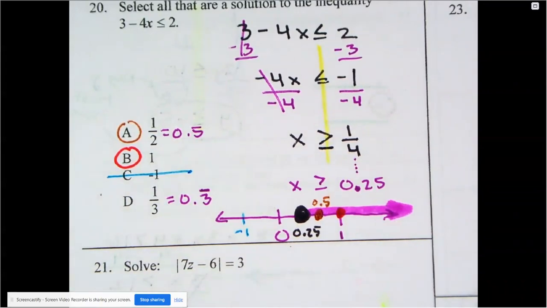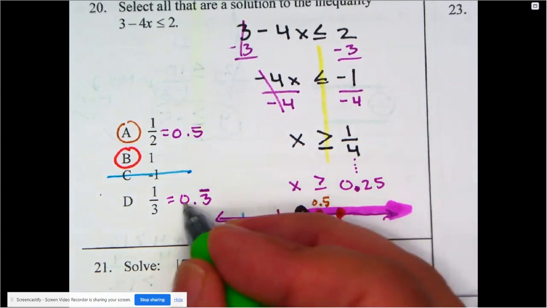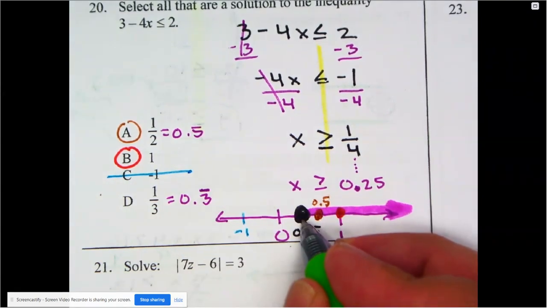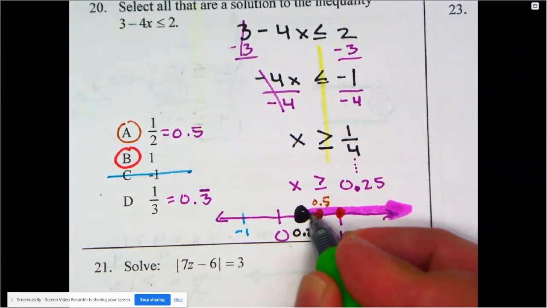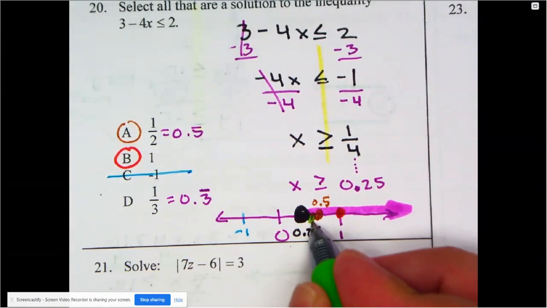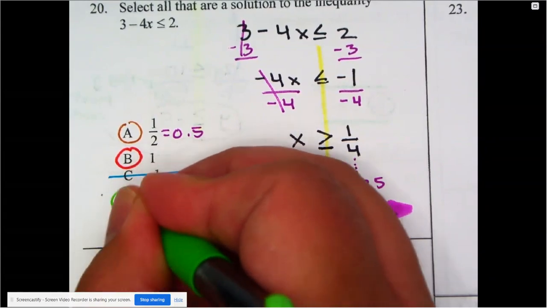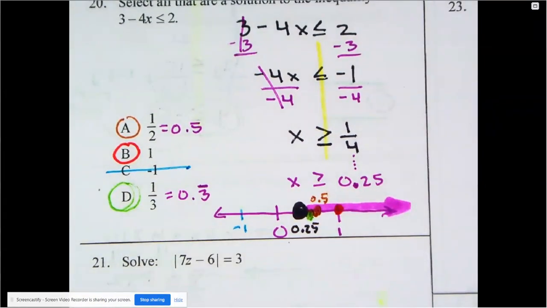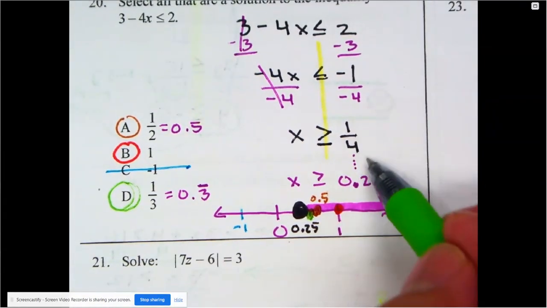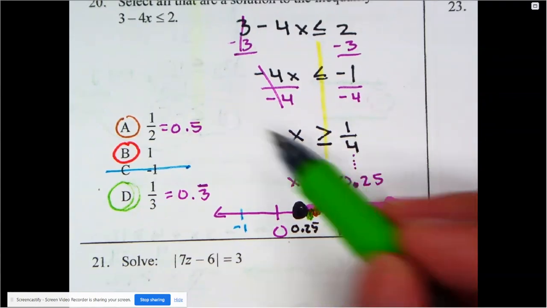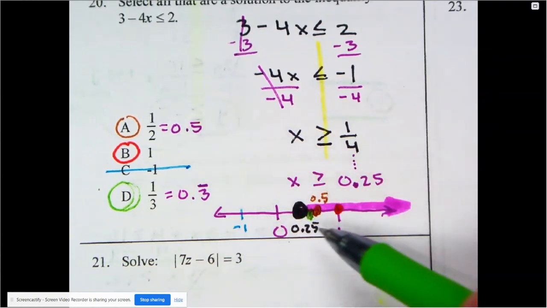And then finally, the last one there, they said, let's check 0.3. Well, if this is 0.25, 0.3 would be somewhere in here in the shaded region. So then that would count as an answer as well. So just be careful. If you're dealing with fractions, you can easily, with division, turn them into decimals, and then it does get a little bit easier.